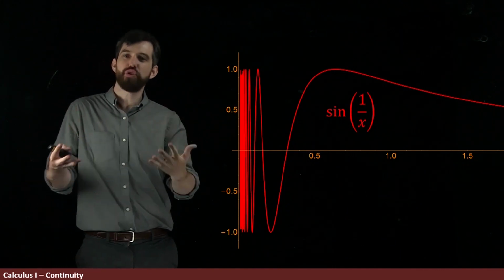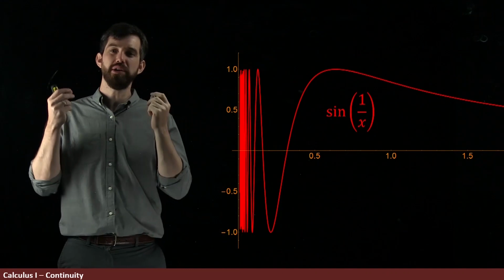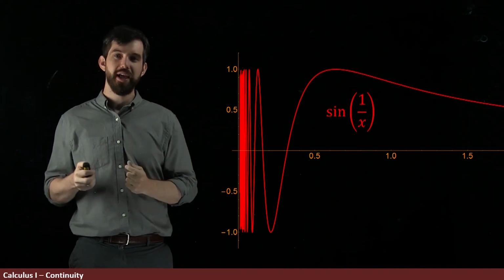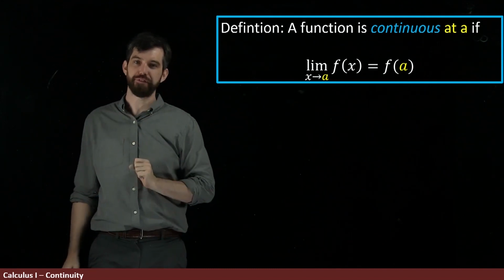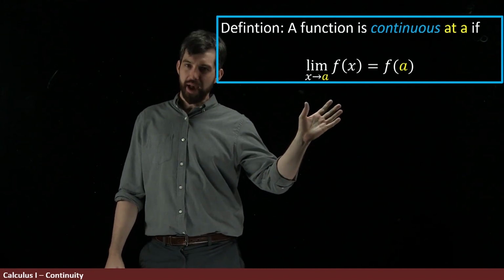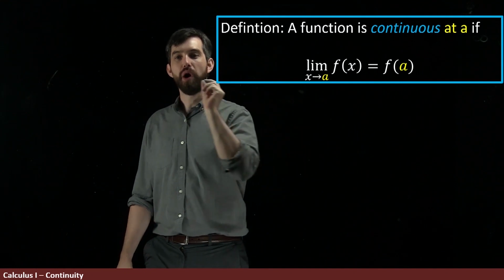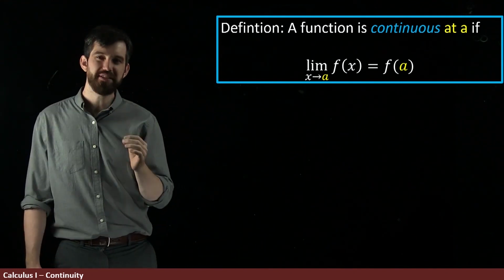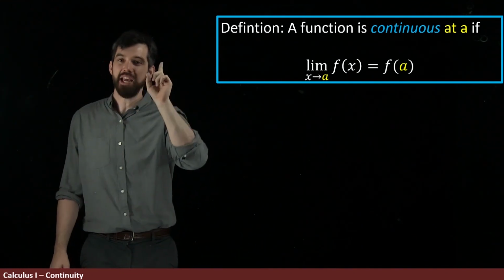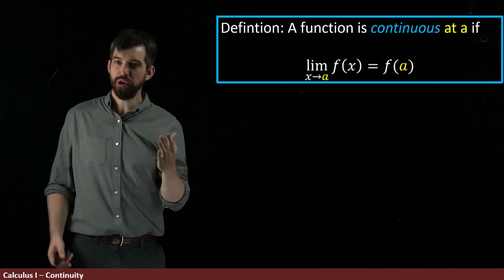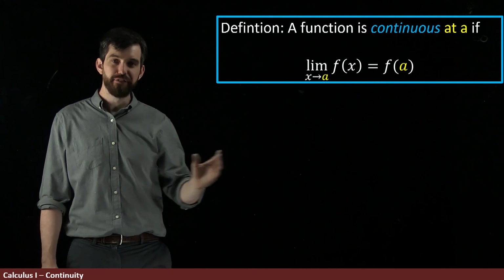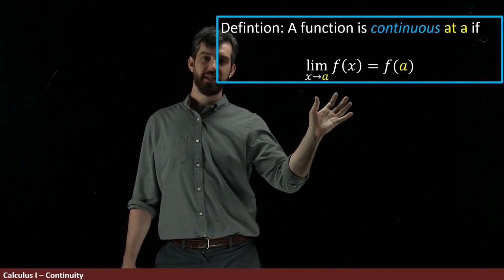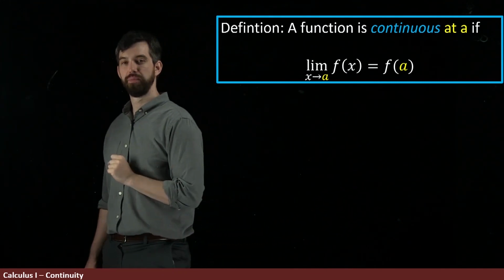So the notion I'm trying to illustrate to you is something called continuity. And so we are going to say that a function is continuous if the limit and the function value are the same. Or more precisely, we're going to say it's continuous at a point a. Continuity is a local property. It's something that happens at some particular point, if the limit as we get close to it is just the same thing as the function value.